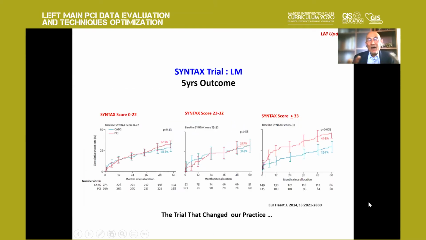Now, finally, I'll come to some clinical data. This is the trial, I think, known to all of us, which is the SYNTAX trial that changed our practice.